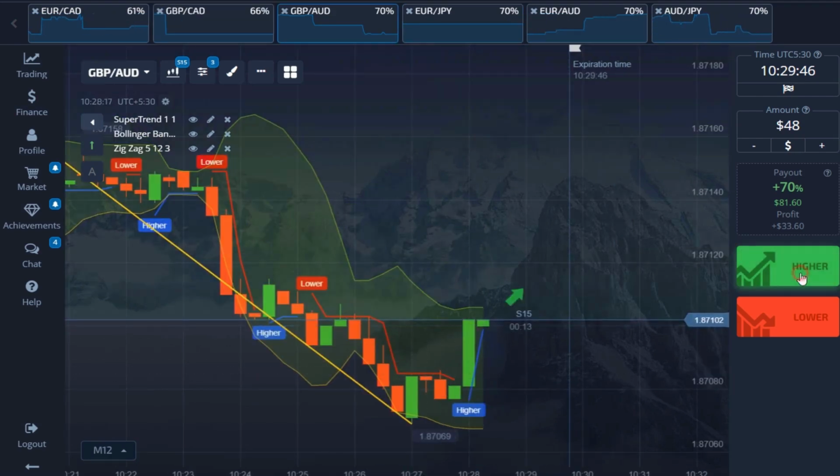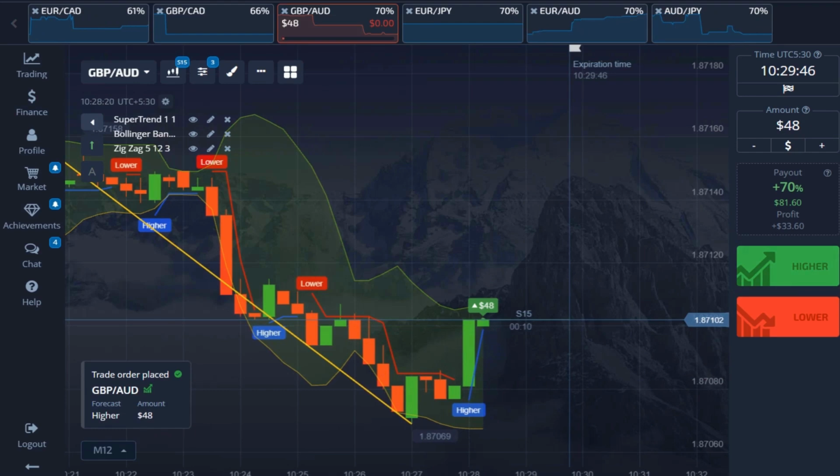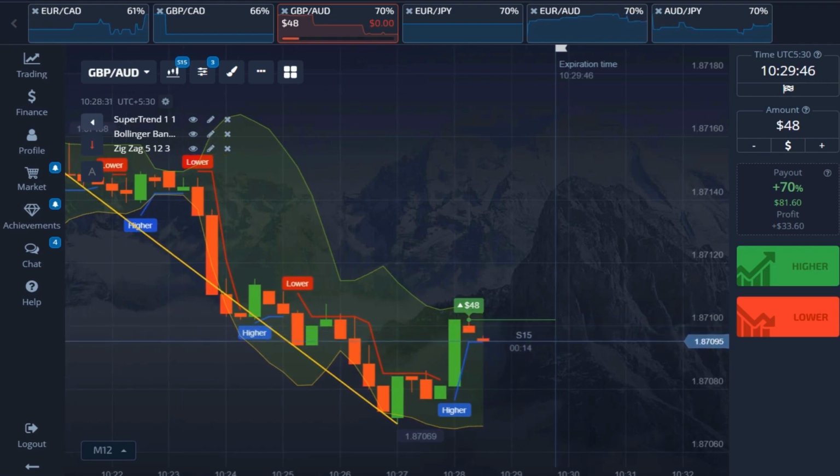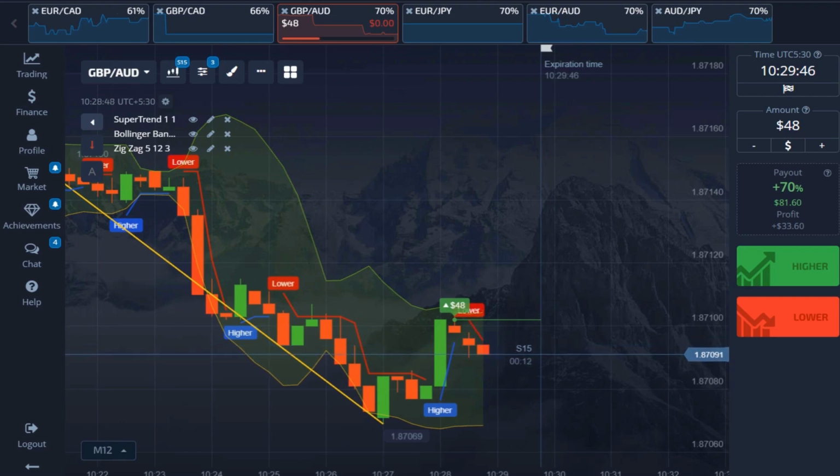Alright traders, we've got a perfect buy trade setup according to our rules. Here's what's happening. The candle has touched the lower Bollinger Bands line. The zigzag indicator line is positioned below the candle, and we've received a buy signal from the Supertrend indicator. This is an ideal moment to enter a buy trade based on our strategy.